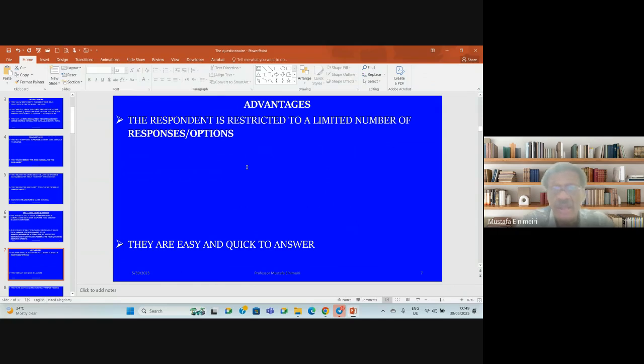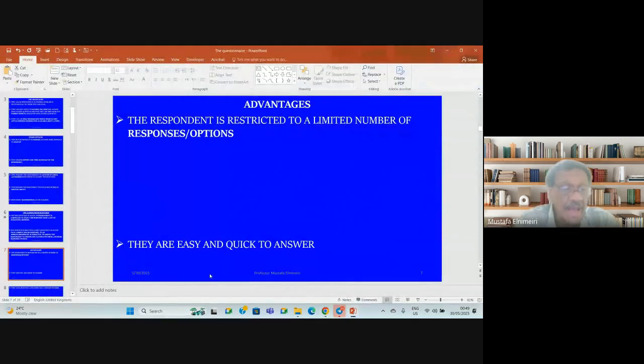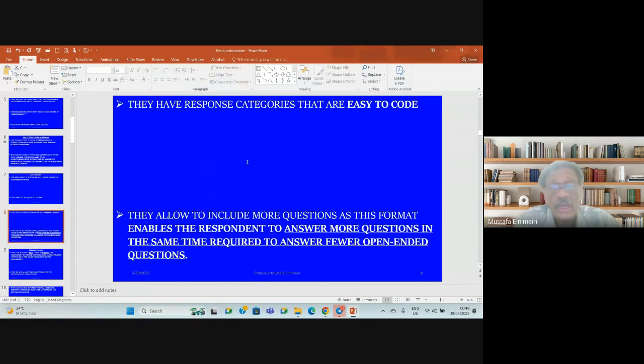The advantage is that the respondent is restricted to a limited number of responses and options, and thus is obliged to select the answer from the options provided in the questionnaire. They are easy and quick to answer because they consume less time, and within a short time you can answer more questions in comparison to open-ended questions, which need more time. They have response categories that are easy to code, and this will facilitate the overall process of analysis.